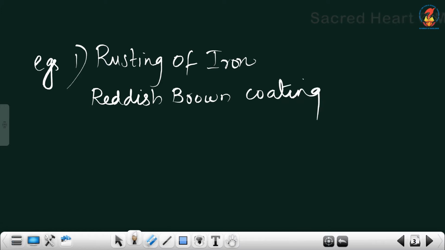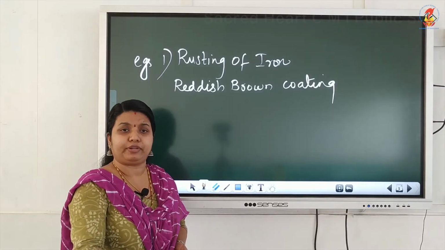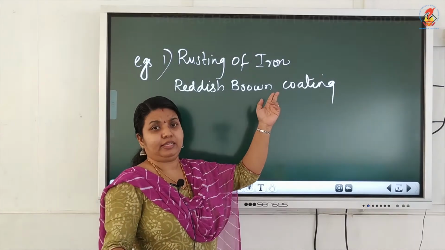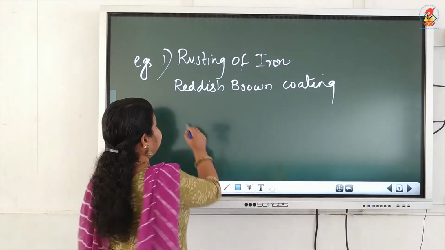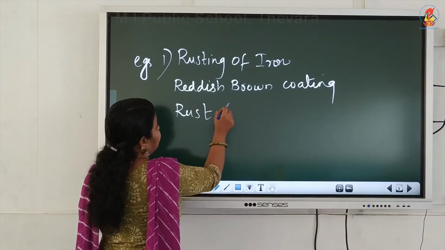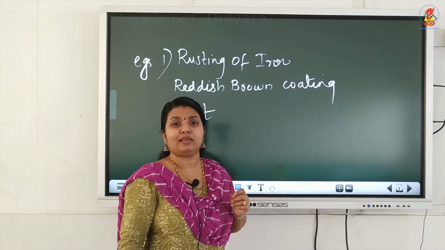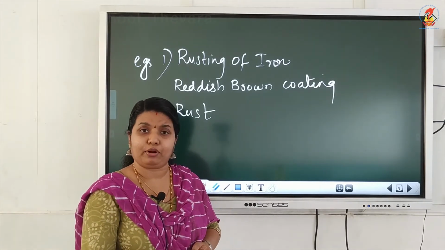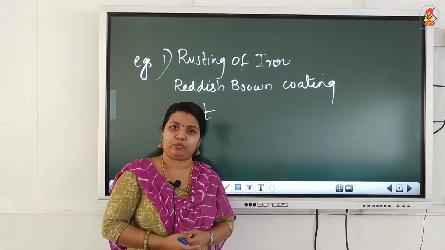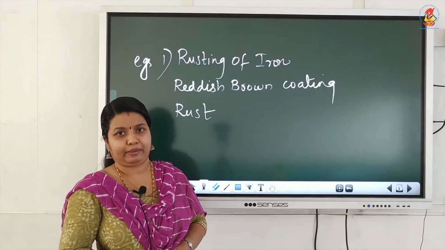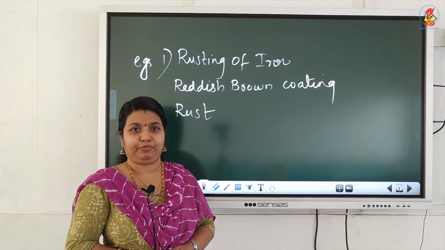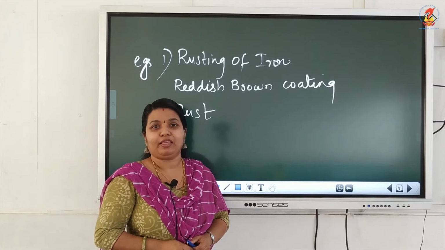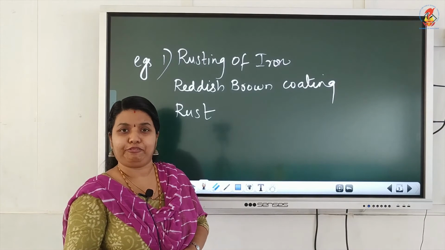When objects made up of iron are exposed to moist air for a long period of time, a reddish brown coating is formed on their surface. The coating is called rust and the phenomenon is known as rusting of iron. So, this is the first and the most important example of corrosion. This coating is known as rust and the phenomenon is known as rusting of iron.